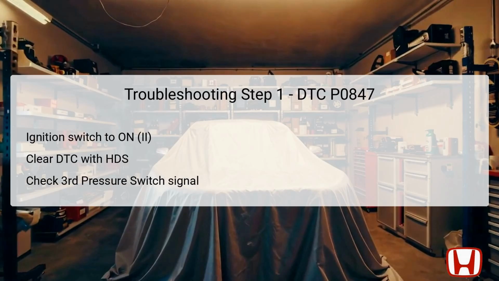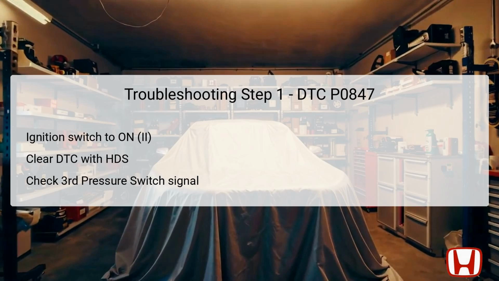The first step in troubleshooting DTC P0847 involves turning the ignition switch to the on position, designated as 2 in Honda terminology. This activation of the vehicle's electrical system allows the use of the Honda Diagnostic System, HDS, to access the information necessary for diagnosing the issue. After turning the ignition on, you need to clear the DTC using the HDS, which resets the onboard diagnostics and prepares the system for a fresh assessment.